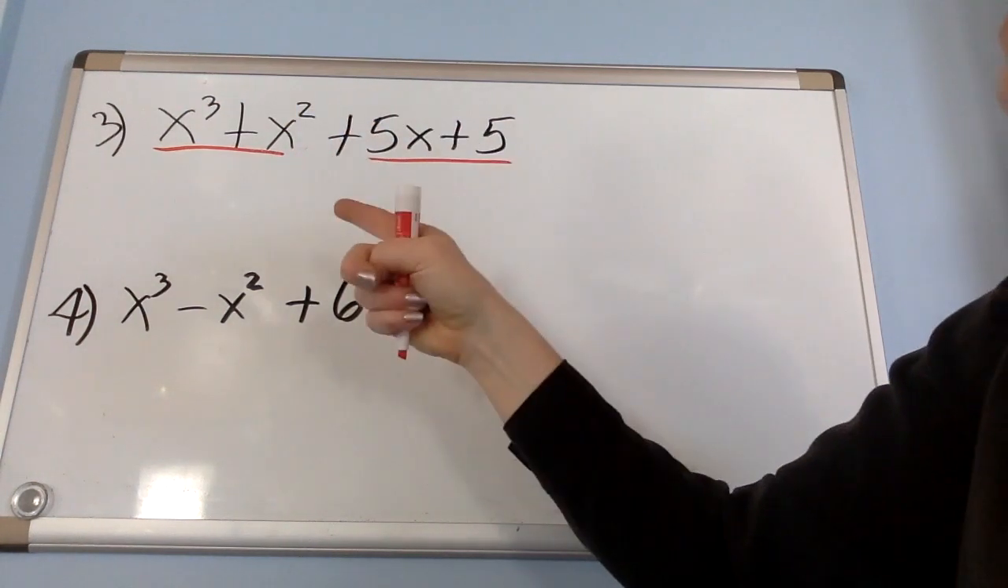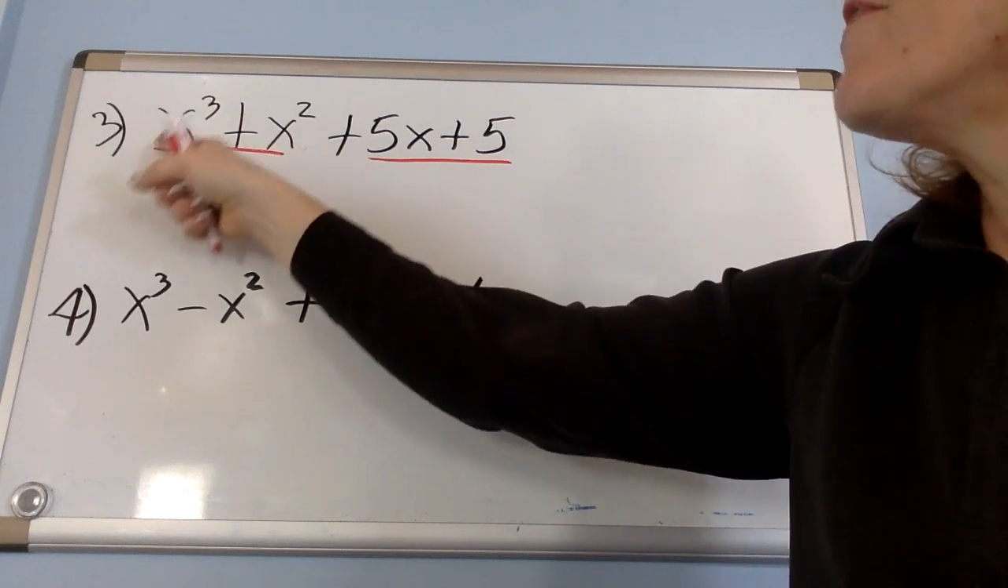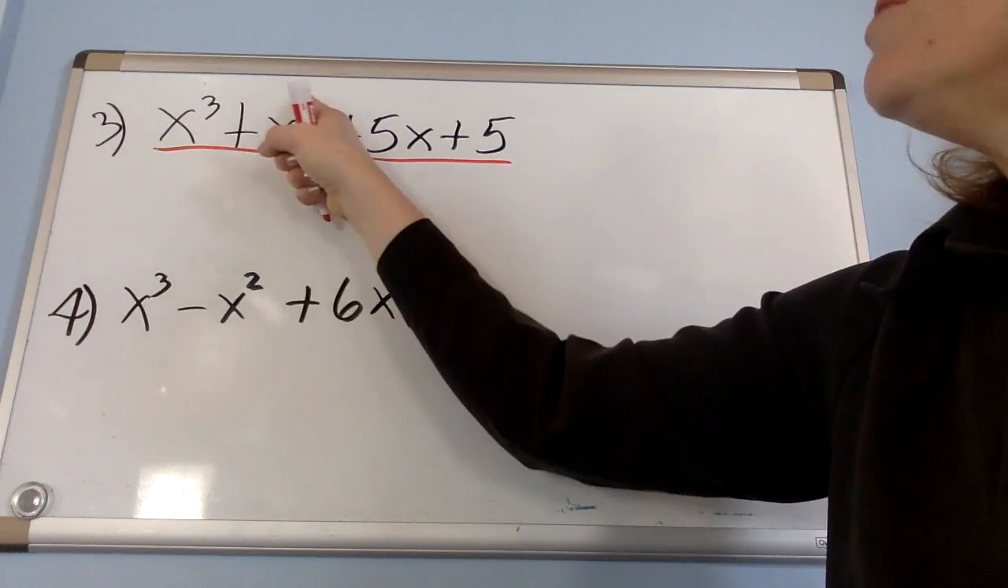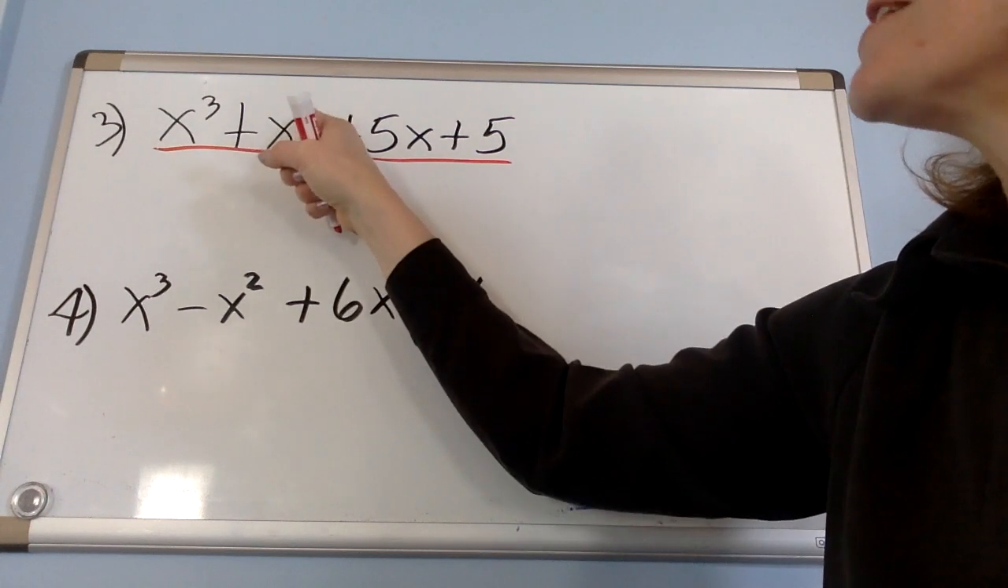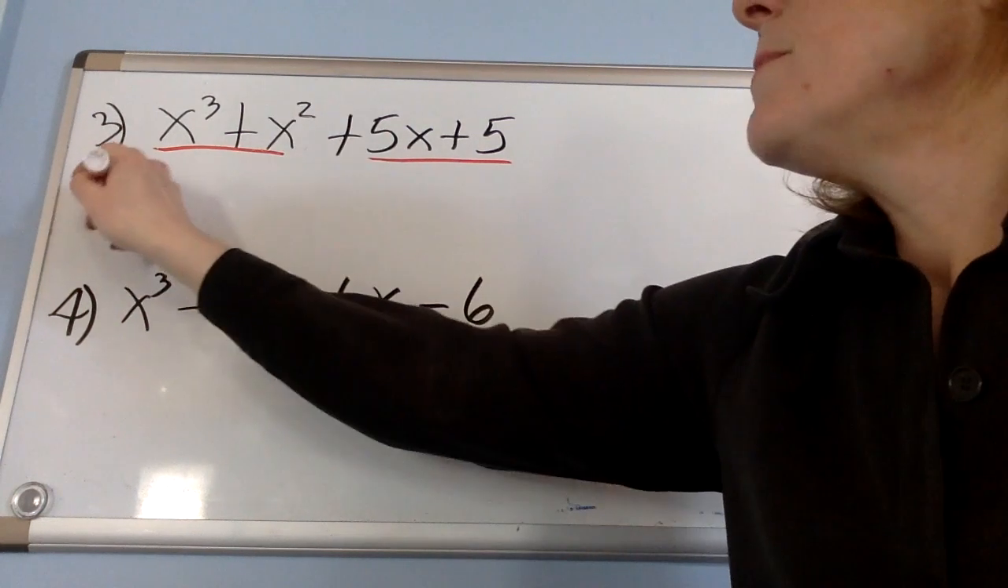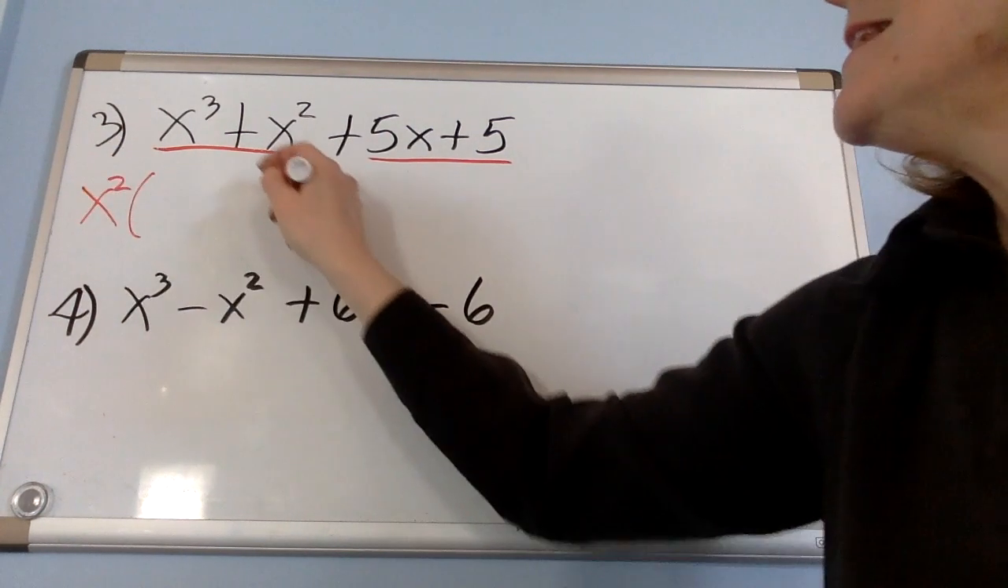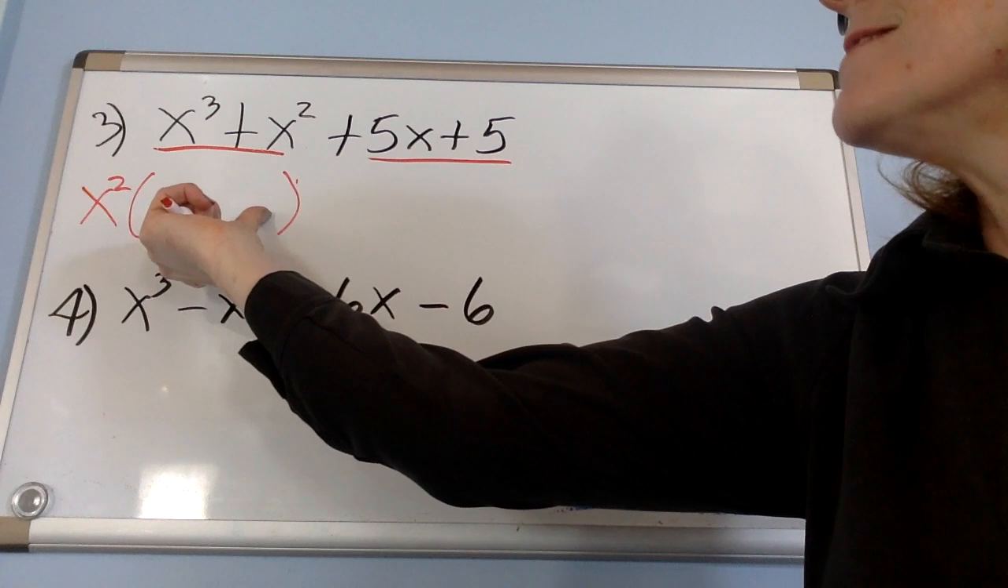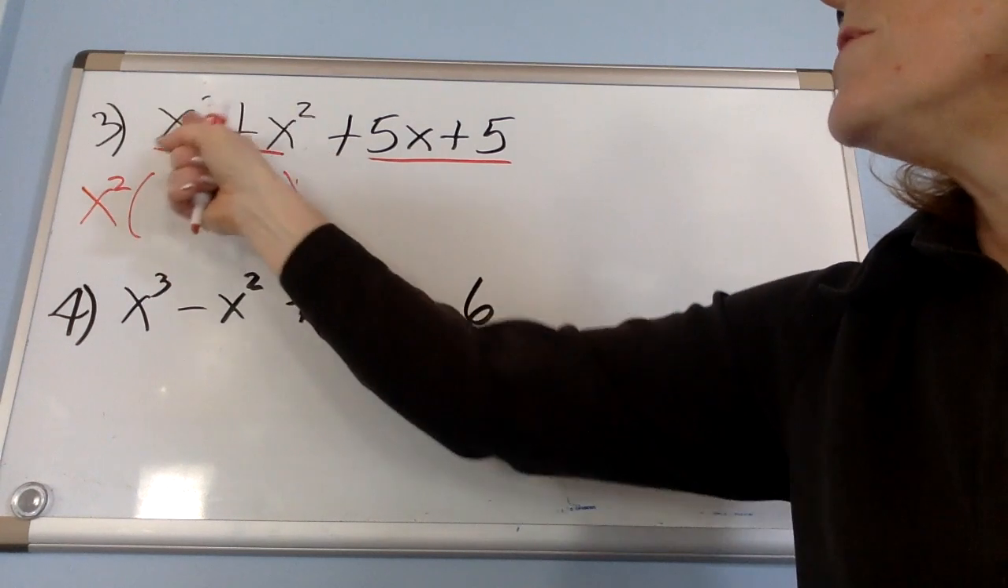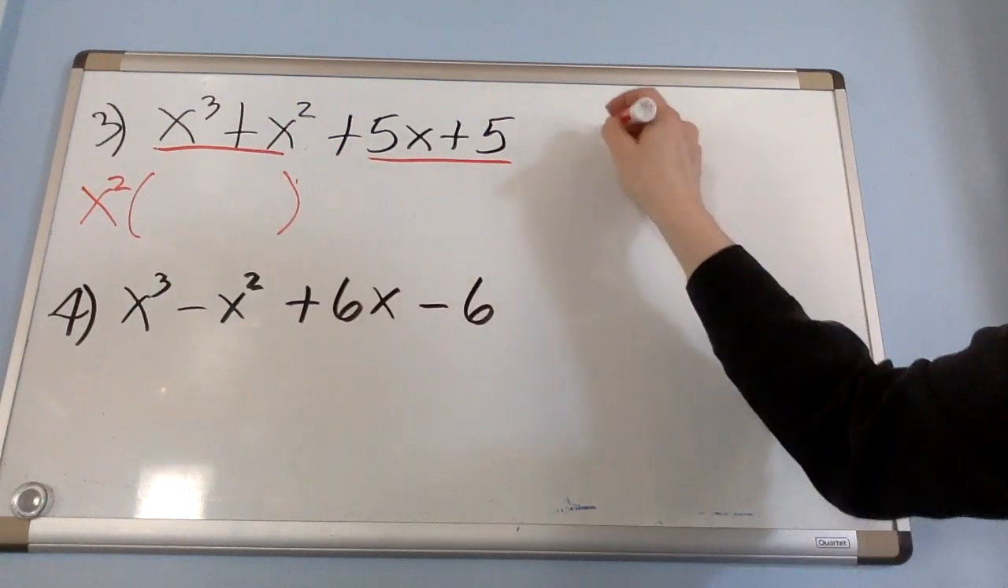The common factor here is always going to be whatever variable. If there's a common variable, you use that, and then you use the lowest exponent. The lowest exponent here is 2. So my common factor is x squared. Now, to get what goes in the parentheses, I need to divide both of these terms by x squared. So I'll do that over here.